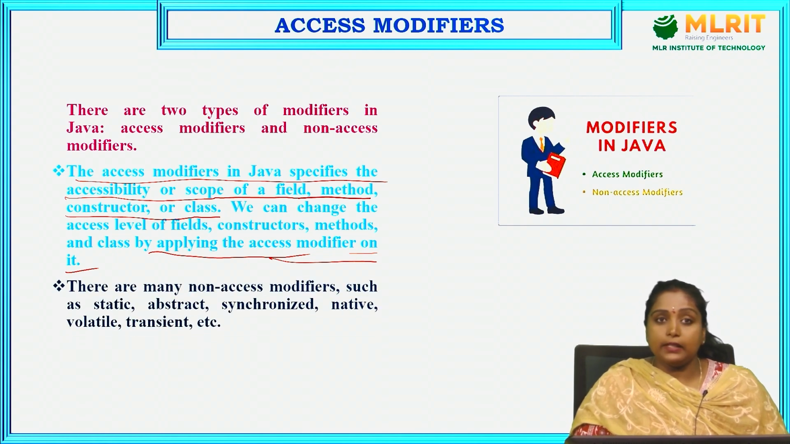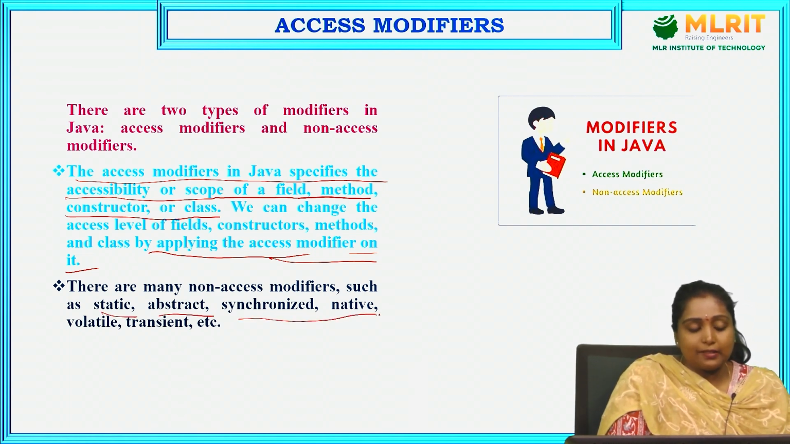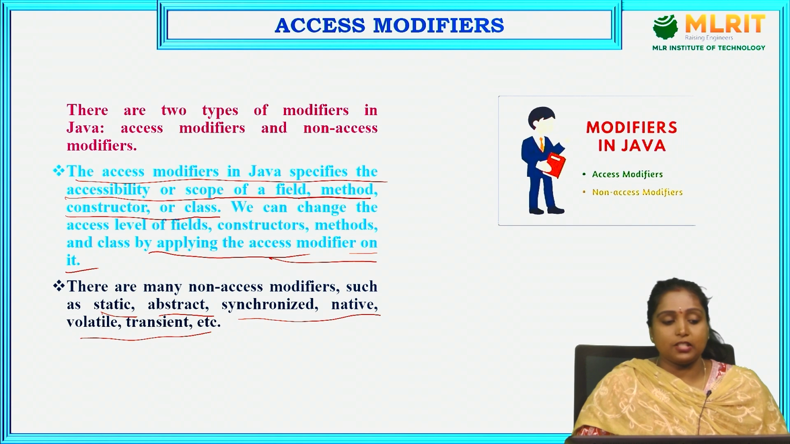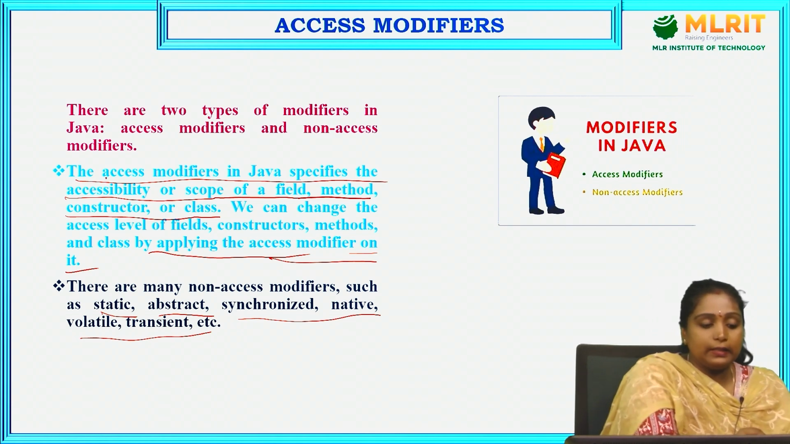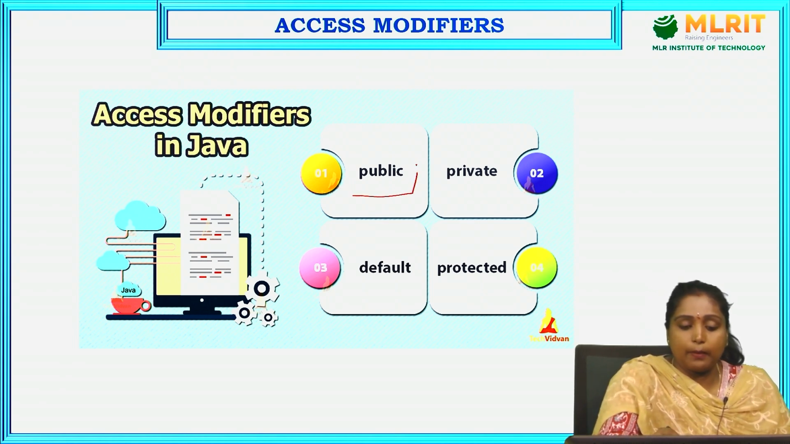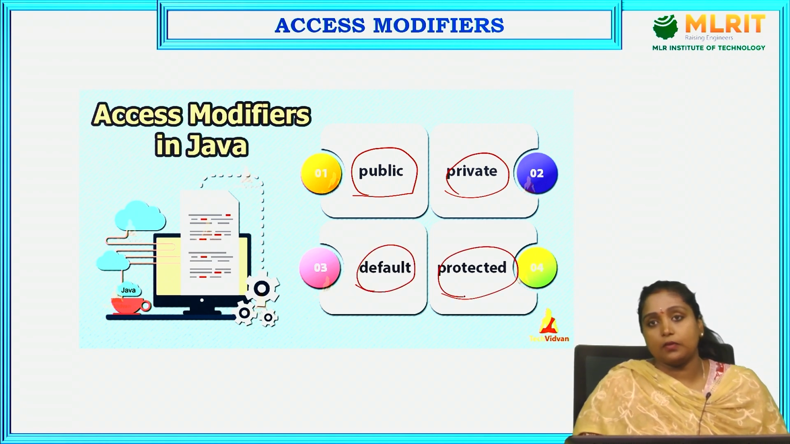There are also many non-access modifiers, such as static, which we have seen, abstract, synchronized, native, volatile and transient. These are all the non-access modifiers in Java. In this session, we are going to learn only the access modifiers. In Java, there are 4 access modifiers: public, private, default and protected.